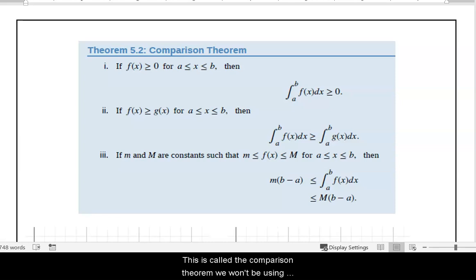This is called a comparison theorem. We won't be using this a great deal, but it is something to keep in the back of your head. Part 1 says, suppose that you have a function which is greater than or equal to 0 for all the values over a closed interval. In other words, it may touch the x-axis, but it doesn't go below. Then the area over that closed interval must also be greater than or equal to 0.